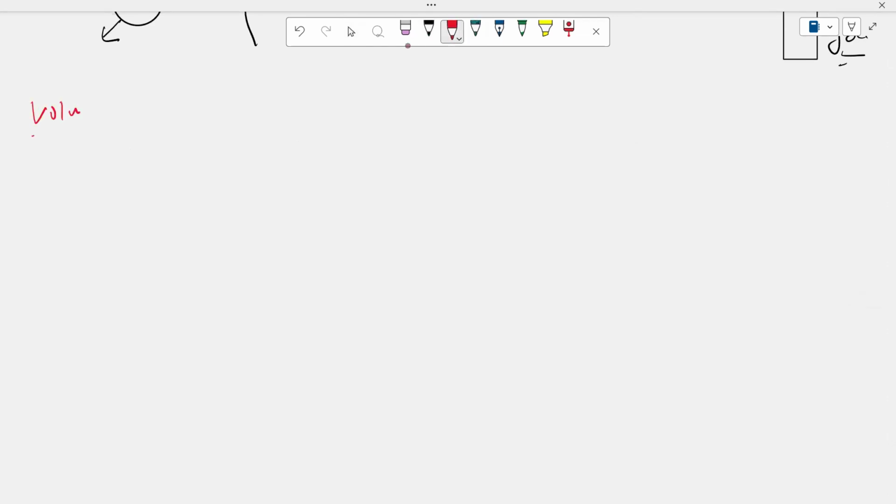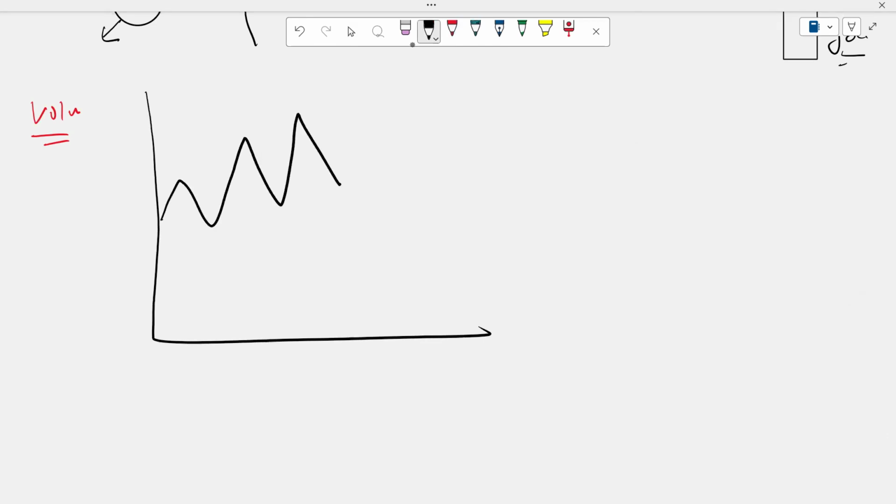This is very important. Let's say a stock is going up and up, forming higher highs and higher lows. The stock price is going up, but the volume is always denoted by a column chart. This is the price chart, which I am denoting as a line chart, and the volume chart is always denoted by a column chart.